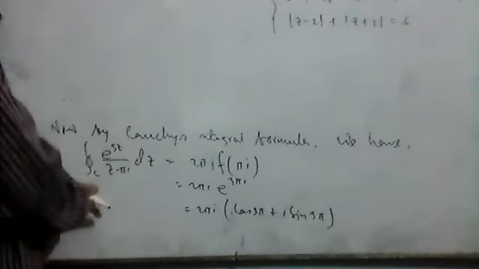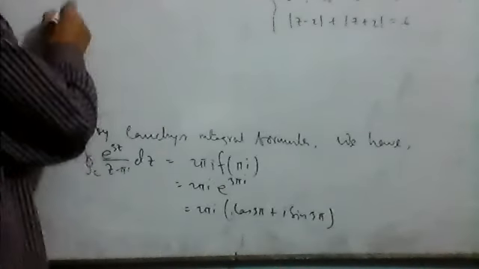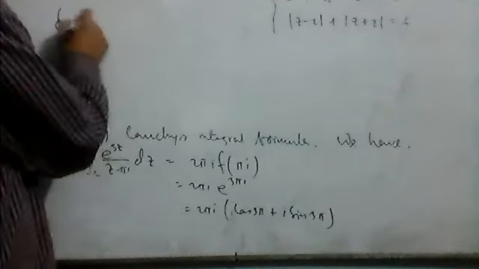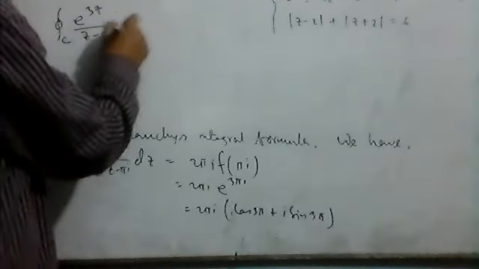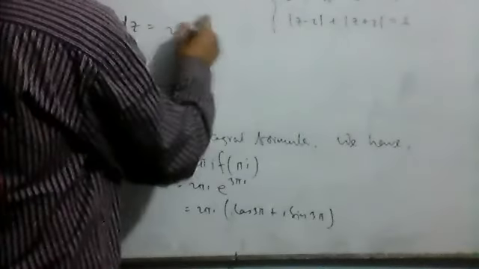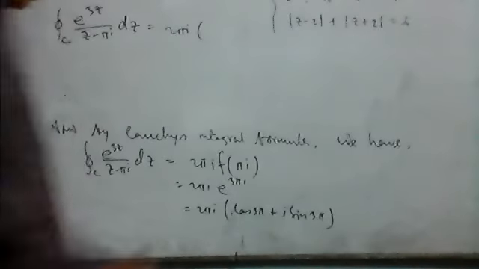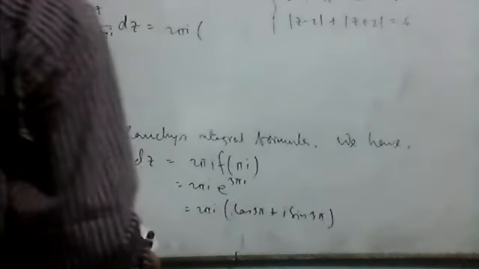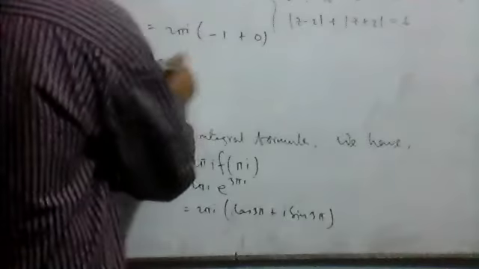From the bottom, let me write down here: integral along C of e to the power 3z over z minus pi I dz is equal to twice pi I cos 3 pi, which gives the value minus 1, and this gives value 0. That means minus twice pi I.